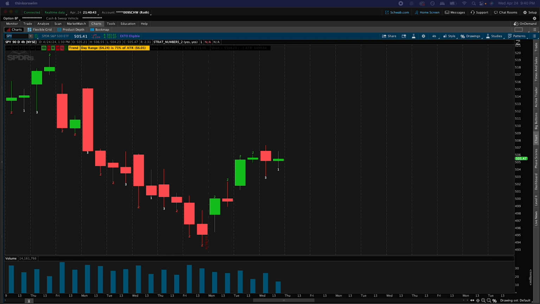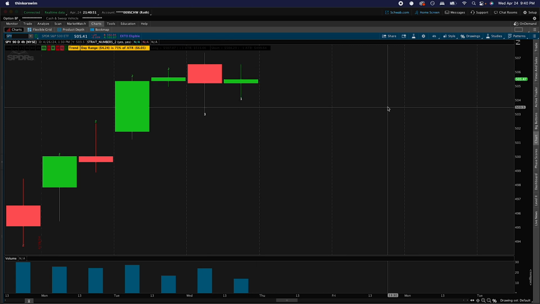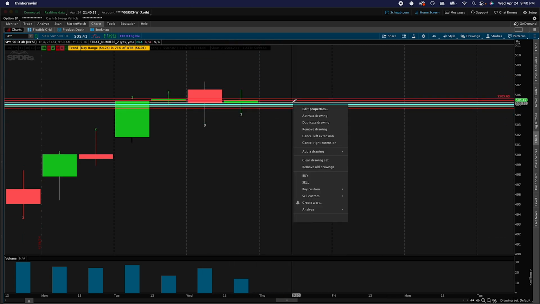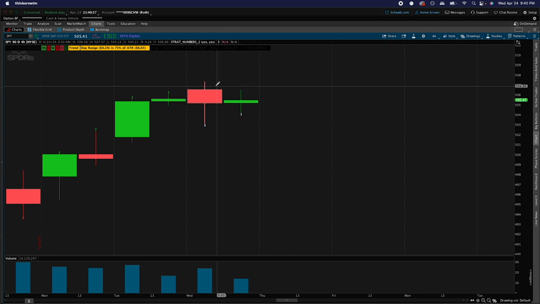Just to clarify, your first take profit will be the previous candle high before the setup candle. Correct. So in this case, this 312, if it goes 312 up, my first target is going to be the previous candle high.